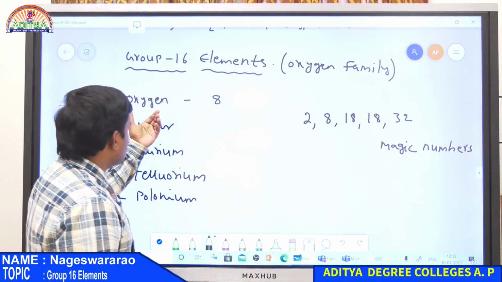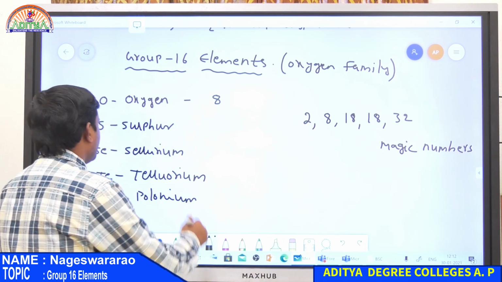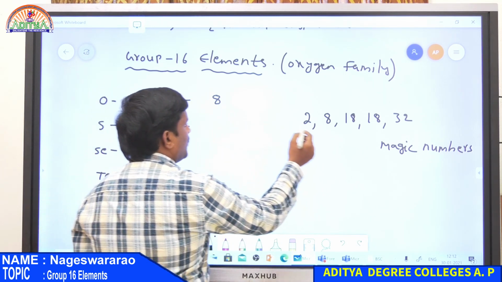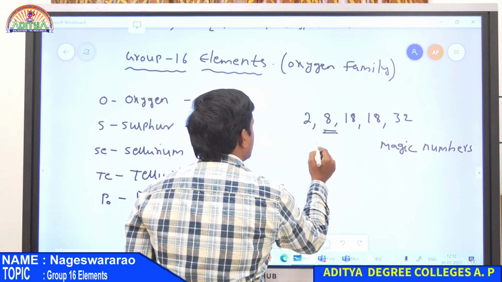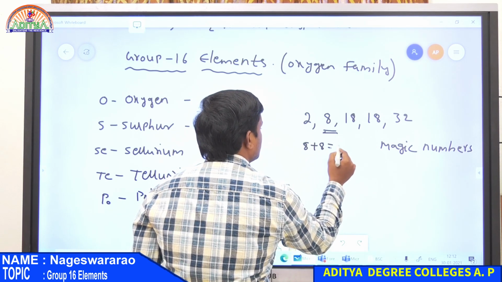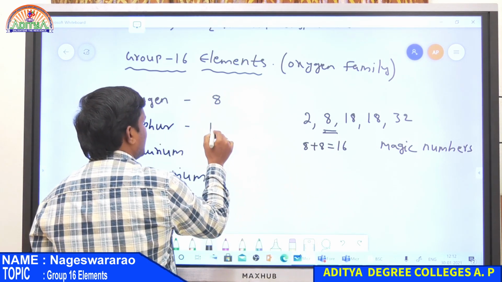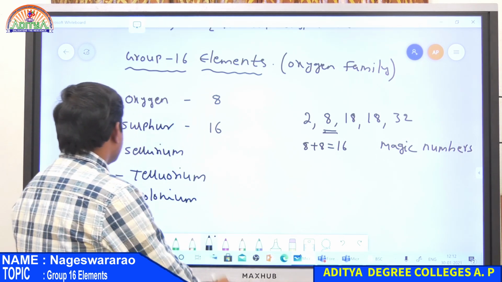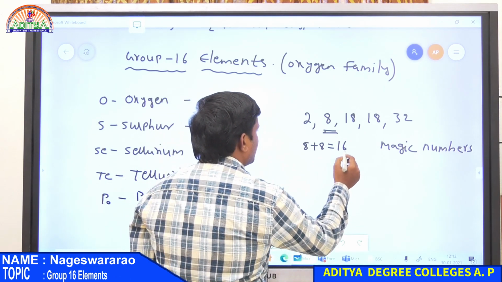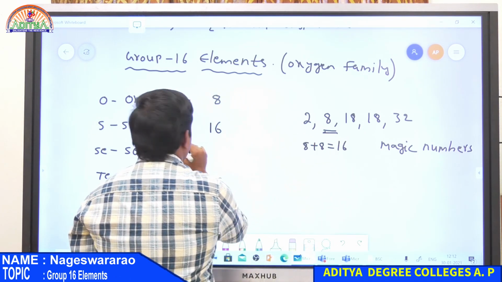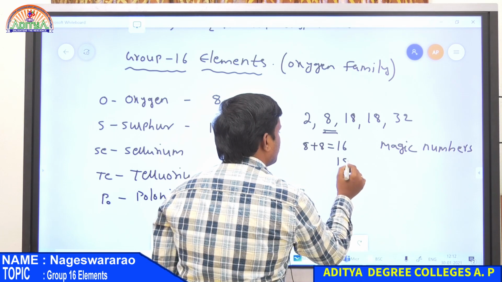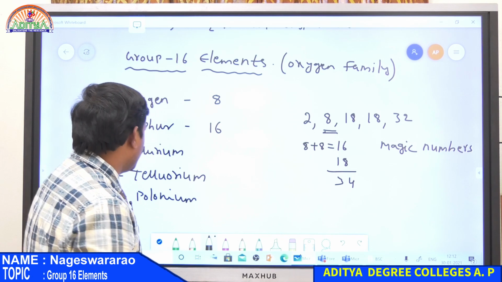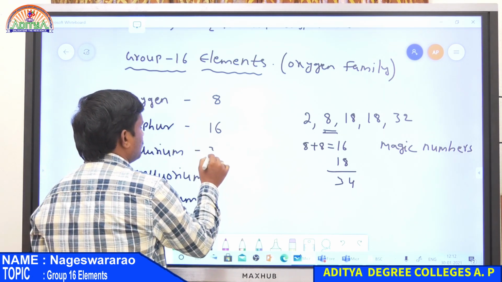Suppose oxygen has atomic number 8, then what is the atomic number of sulfur? It is 8 plus 8, that is equal to 16. Therefore sulfur has atomic number 16. Then selenium: already 16 for sulfur, now add 18, so it equals 34. Therefore the atomic number of selenium is 34.